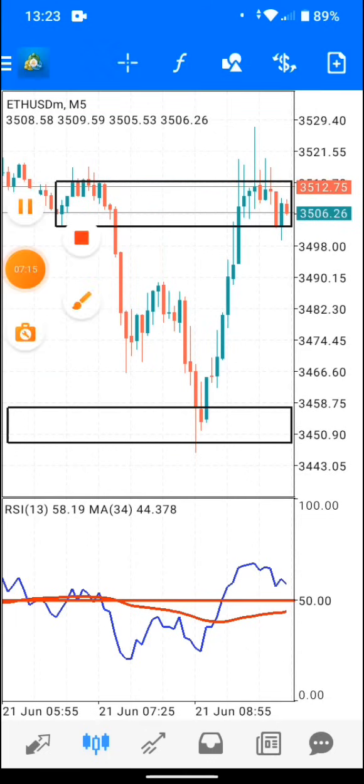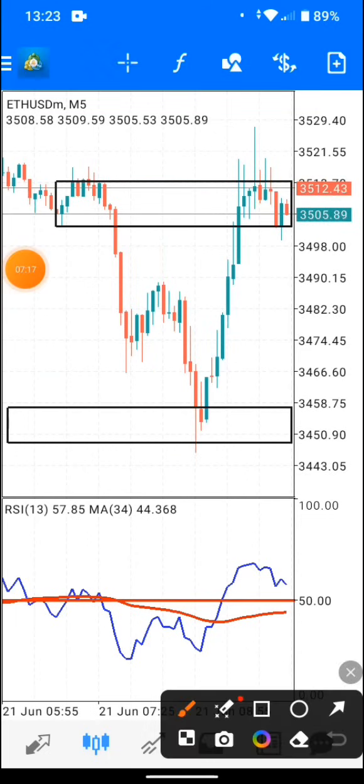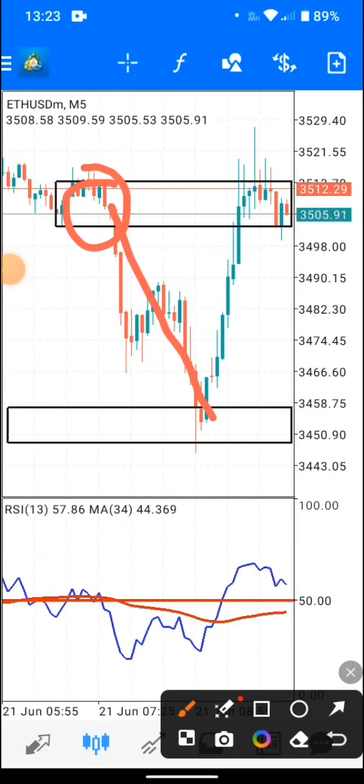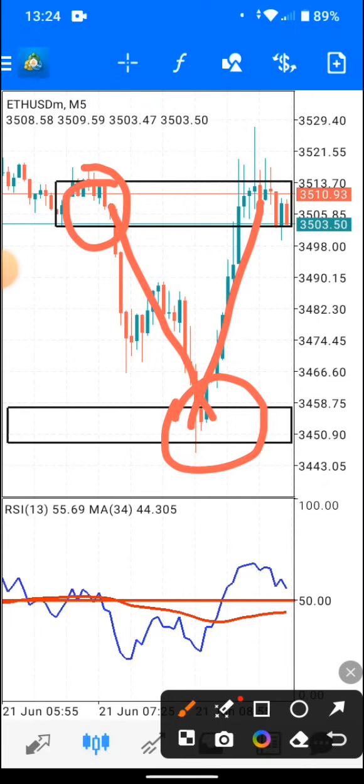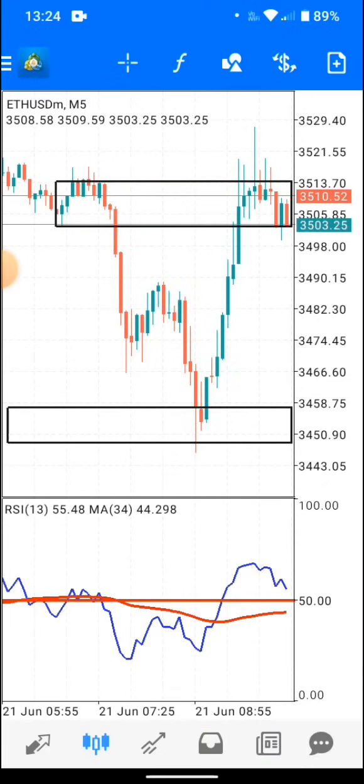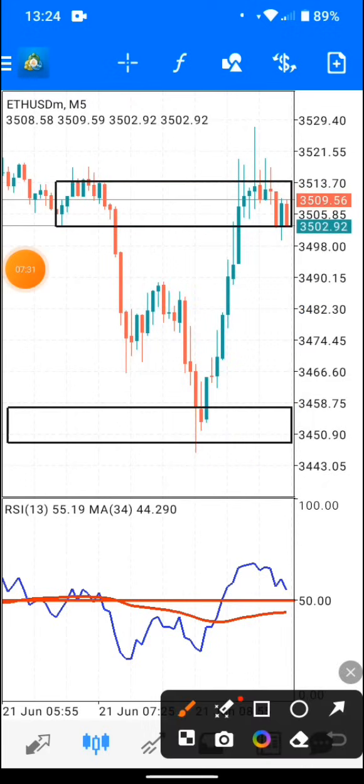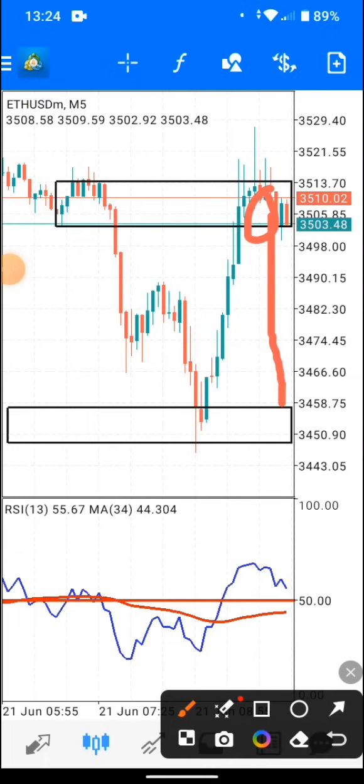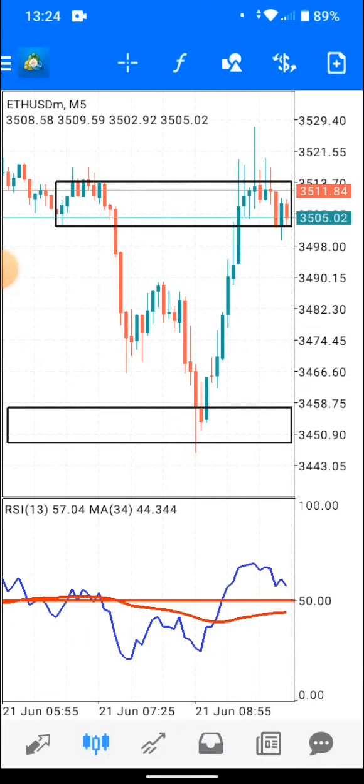Whenever price reaches this box, what do you notice? It's going to bounce back down. When it reaches this particular area, it's going to bounce back up. So now one thing you're going to notice is that when price has reached this particular box, we're expecting price to move back down. Trading support and resistance is the easiest strategy for a beginner.